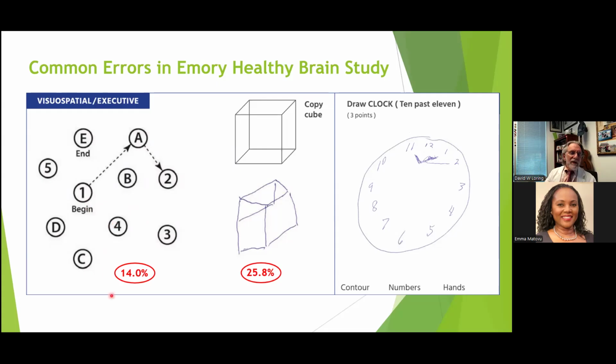So starting off here, the mini trails is, I guess, moderate. 14% in this Emory Healthy Brain Study failed to get this correctly. But if we take a look at the Necker cube, 25%, that's really a pretty large number. On the clock, 1% is nothing. People can usually draw a clock.